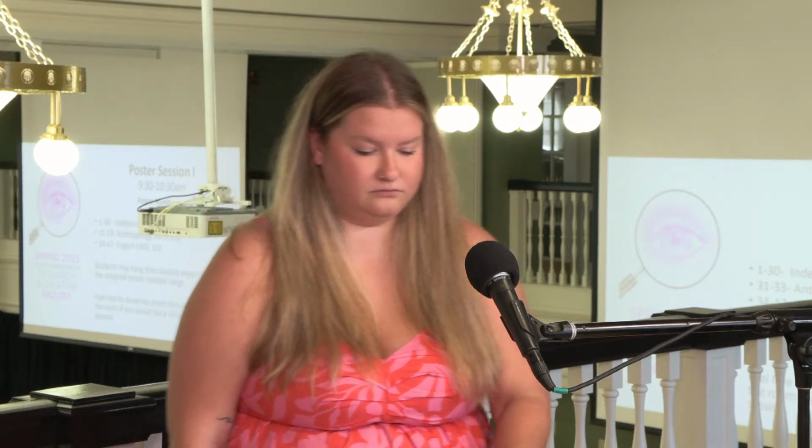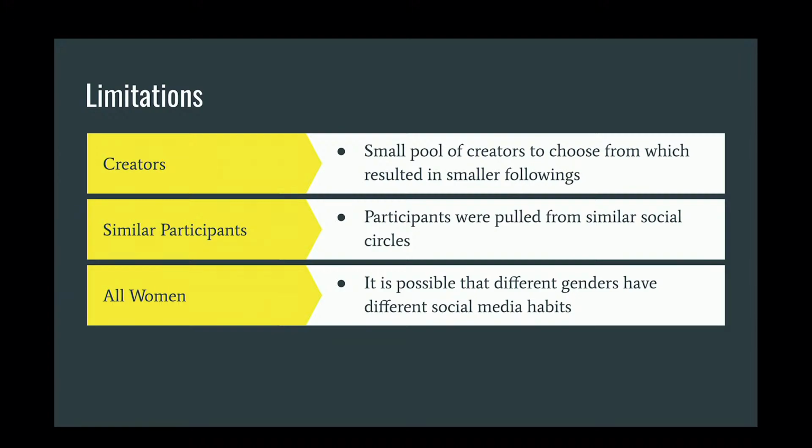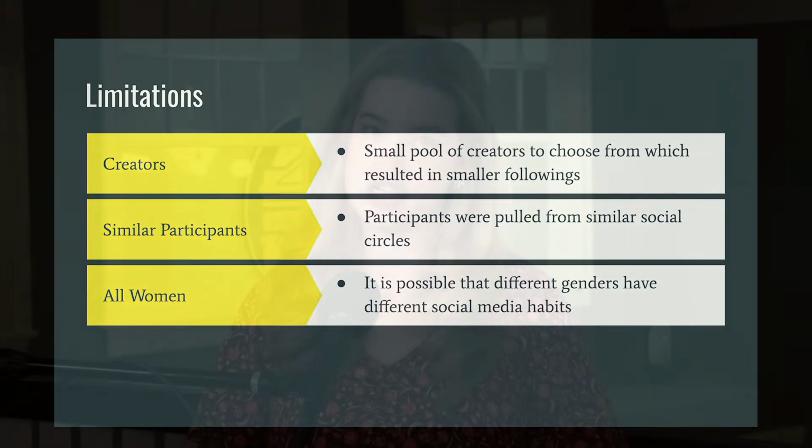A few limitations we found within our research are: there was a small pool of content creators to choose from, in which they had less than 1,000 followers, so we could not find the implications of a creator with larger engagement numbers. Participants were pooled from similar social circles, which could result in similar answers due to similar lifestyles. And all of our participants were women, and it is possible that different genders have different perspectives and different habits involving social media.